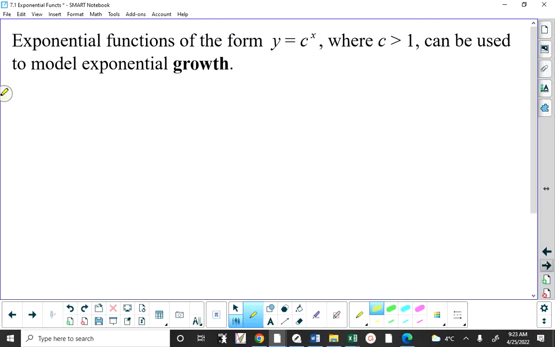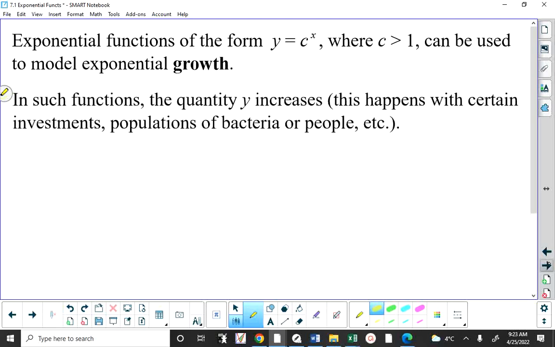Then we went a little bit further and we said, well, if the base is bigger than 1, we call that exponential growth. And that happens with investments with money, hopefully. Hopefully your money grows. If it doesn't, then you need to invest it elsewhere. The value of a rare painting, populations of people or bacteria, those things all increase. So that's called exponential growth.